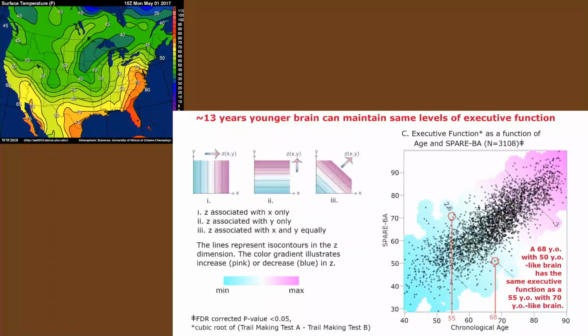We also plot isocontours that are fixed values for the third dimension, and the direction of those isocontours would define association with the x or y dimension. So these are the examples here in this figure. 1 and 2 would show either association with y or x. And if the isocontours have a diagonal direction, that would mean association with both dimensions. So this figure, for example, is showing that executive function is actually associated with both, with age and brain age. And at 13 years, a younger brain can maintain the same levels of executive function.